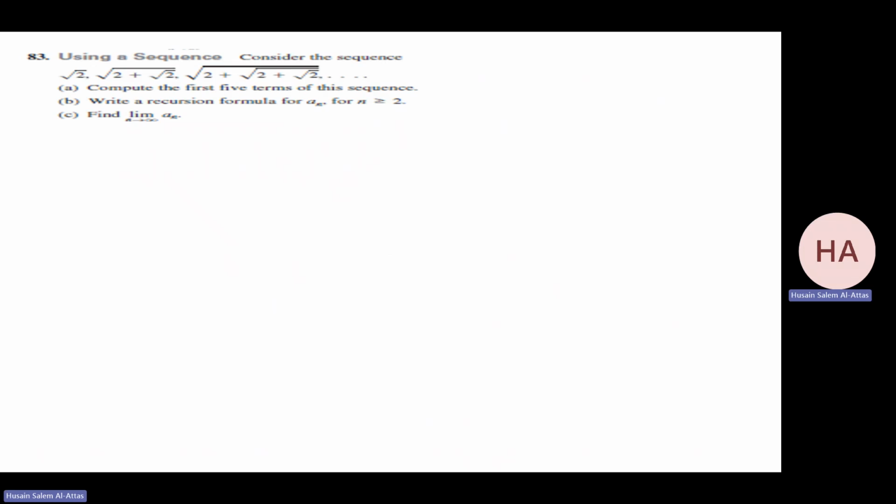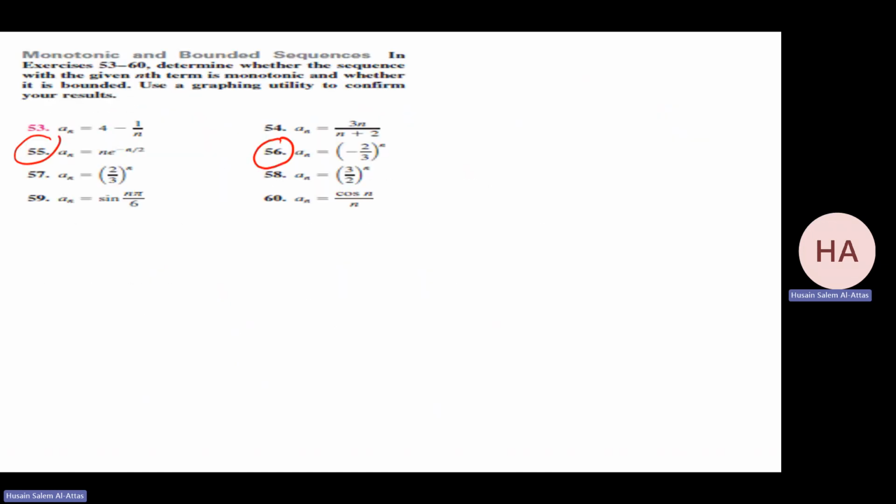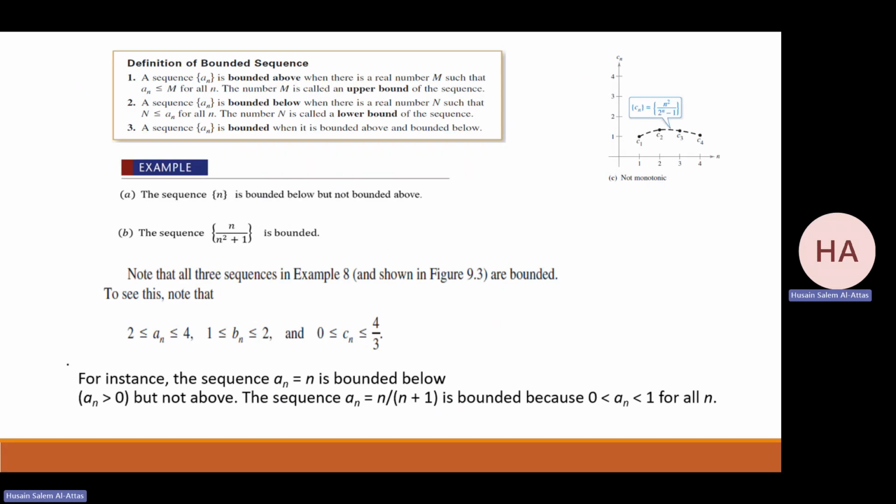Let me define bounded, and then I will try to do some examples about it. Let me explain the quick ones, and then I will do some difficult ones. Then I will do some exercises from the book about bounded and monotonic sequences. A sequence is bounded above when there is a real number M so that the sequence cannot exceed that number, and we call M the upper bound. We say bounded below when the sequence is always greater than or equal to that number. A sequence is bounded when it is bounded above and bounded below.